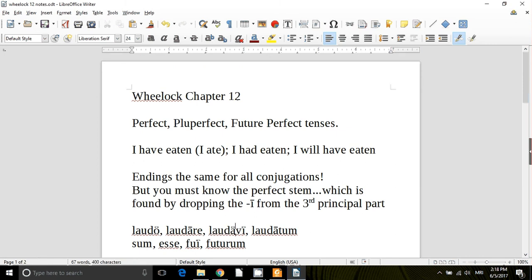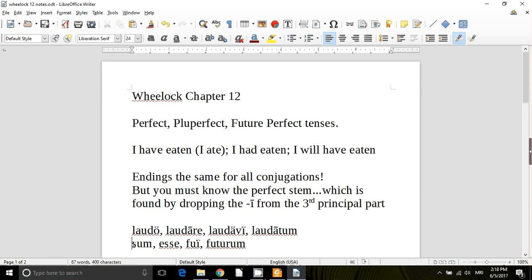This is the perfect stem for the first conjugation. It's the stem you get from dropping off the RE from the infinitive, and then you'll add the endings. First you'll add a V that marks the perfect tense in the first conjugation. That's another way to tip off that you're dealing with a perfect. And then the series of endings we'll look at in a moment.